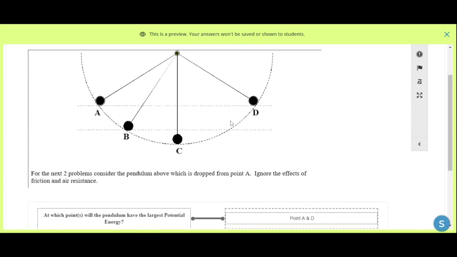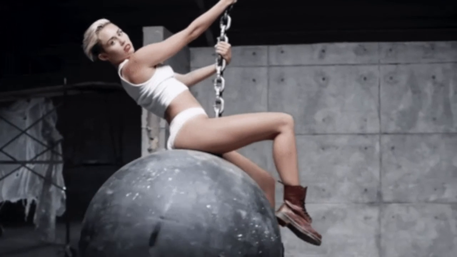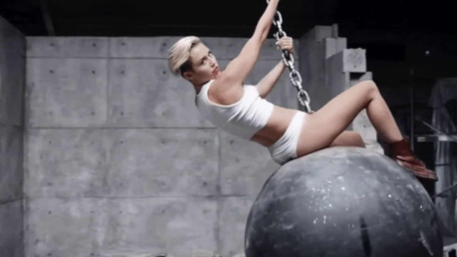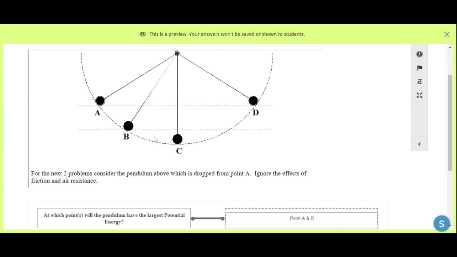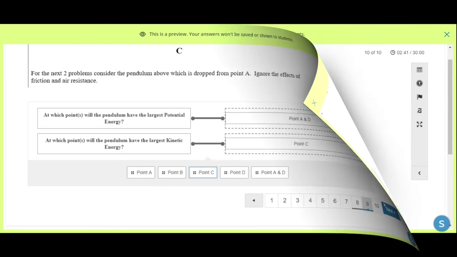And if we think about, right, Miley Cyrus' Wrecking Ball, if she came in like a wrecking ball, she would come in the most like a wrecking ball at point C, because that's when she would be moving the fastest.